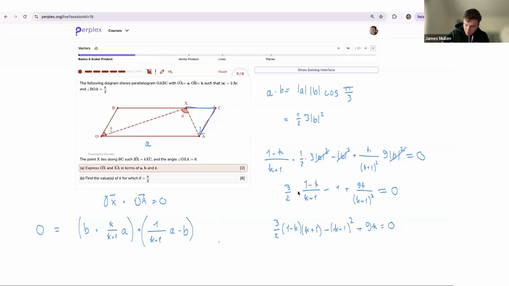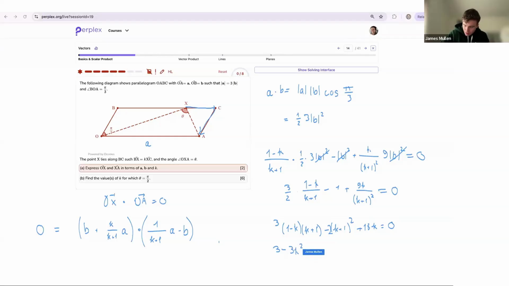All right? But now I can expand all of this. And to make my life even easier, I'm going to multiply by 2. So instead of 3 over 2, I'm just going to have 3. And then I'm going to have minus 2 of these and plus 18K there. It's going to make things a little bit easier. Now I have 1 minus K times 1 plus K. That's actually a difference of squares. So I'm going to have 3 times 1 minus K squared. Or I'll actually just write that as 3 minus 3K squared.